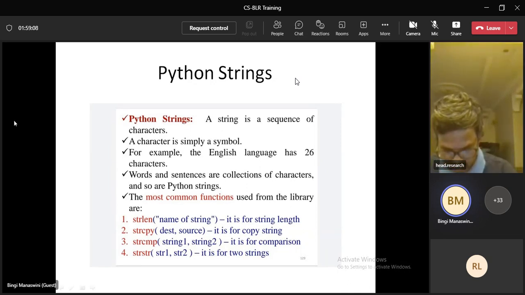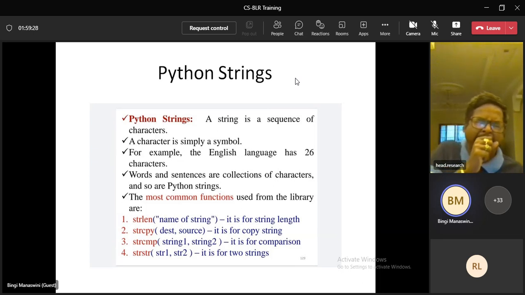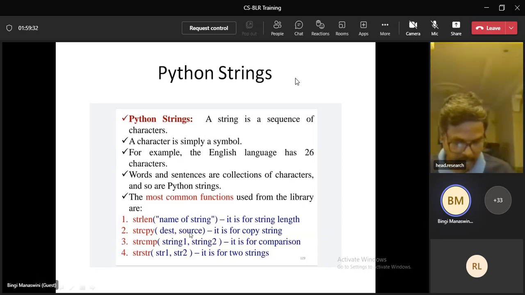About Python strings, a string is a sequence of characters and it is simply a symbol. It is a collection of the characters, and we have some common functions. They are str, and we need to give the name of the string, which becomes the string length, and strcpy. This is destination comma source.